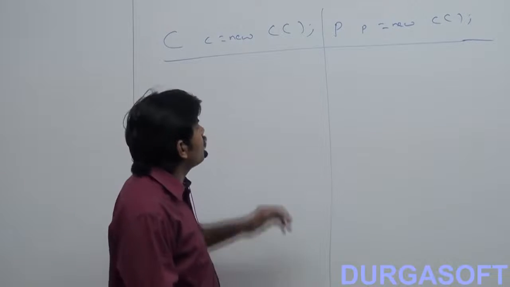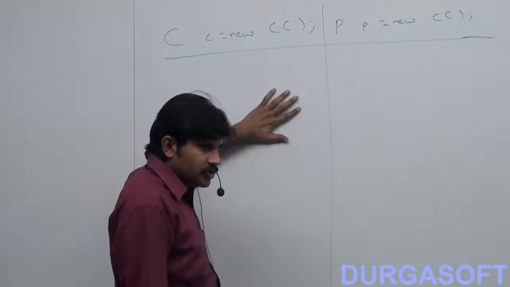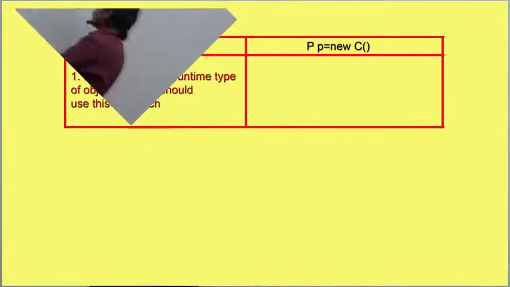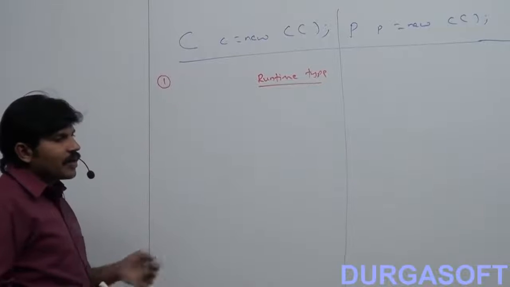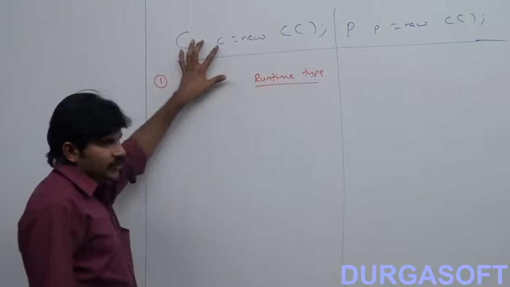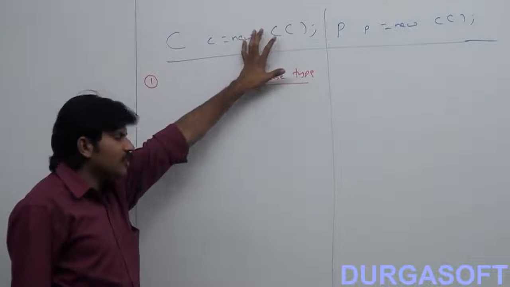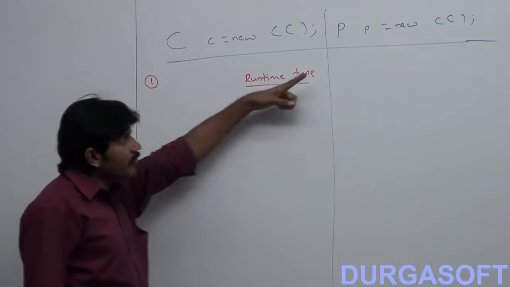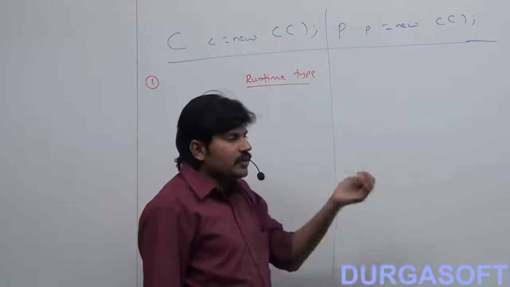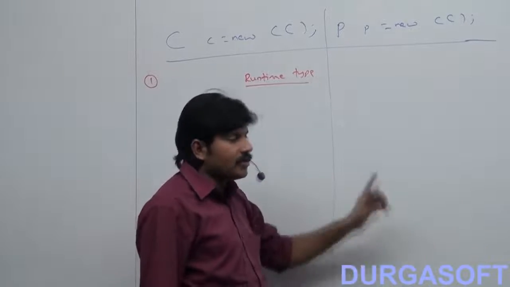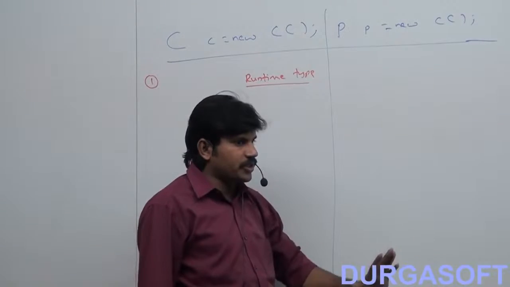Okay, so when we should go for this approach, this is the first point. If the runtime object is the string object, use a String reference only. If the runtime object is the StringBuffer, use a StringBuffer only, right? But when we should go for this approach, if we don't know the exact runtime type of object, then we can hold that by using parent reference, because parent can hold any type of child object.